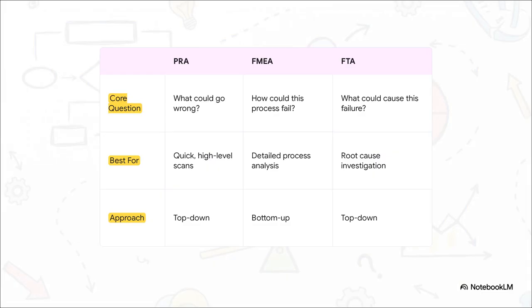All right, let's wrap this up with a quick rundown. Think of this as your cheat sheet. Need a fast, big-picture look at a new idea? Use PRA. Need to get super detailed and analyze a specific process to prevent failures? That's a job for FMEA. And when something has already gone wrong and you need to play detective to find the root cause, you pull out the FTA. Each tool has its perfect time and place.